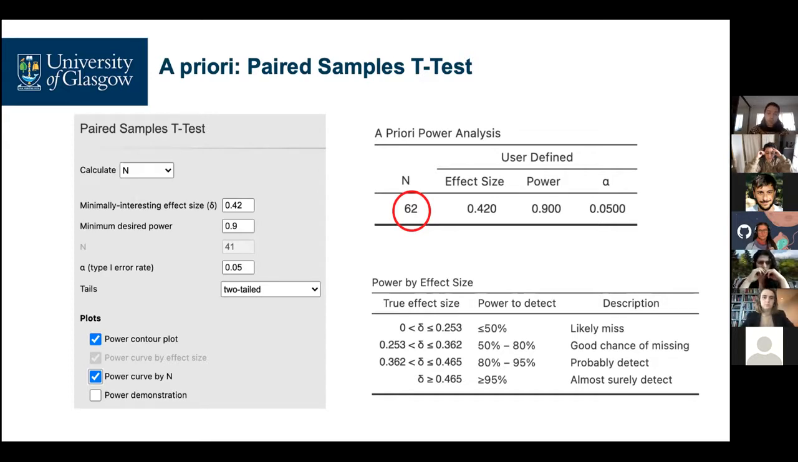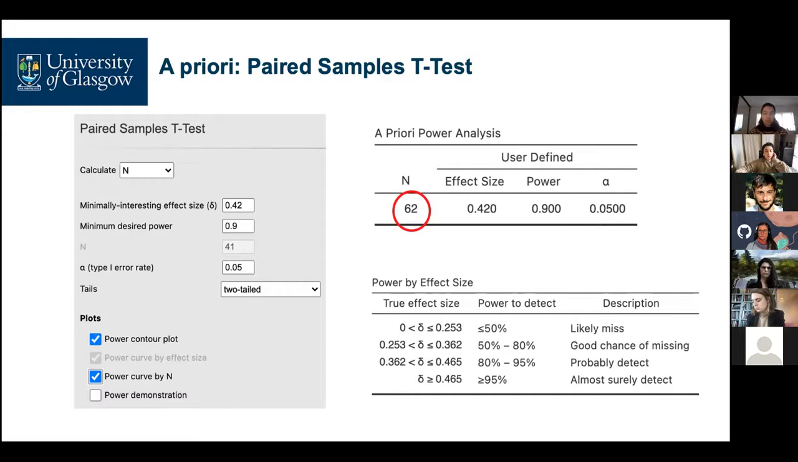So make sure calculate is set to n. Notice it's not n per group because we've just got the same participants in multiple conditions. And we're going to use the same effect size. So from the Suchinidis paper, median effect size cognitive neuroscience, d equals 0.42, 90% power. N is grayed out, remember, because we want to know how many participants we need. 5% alpha, two-tailed. And now we need 62 participants.